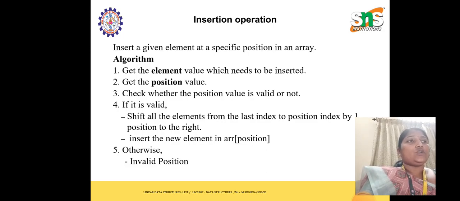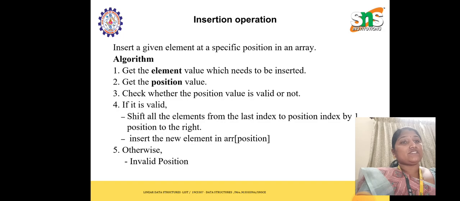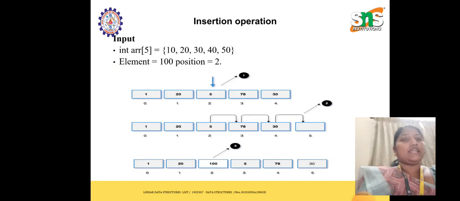When we move on to the insertion operation, the insertion can be done at the first, at the end, or at a specific position. In order to insert a given element at a specific position in an array, first of all we have to get that element and the position at which the new element has to be inserted. Check whether the position value is valid or not. If the position value is valid, we have to shift all the elements.